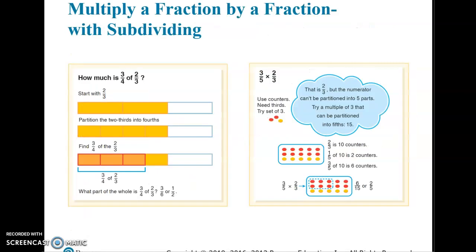In the figure below, you can use paper strips, and partitioning is an effective way to solve multiplication problems, especially when they require additional partitioning. The figure shows that paper is folded or partitioned into thirds first, then shaded to show 2/3. Next, the 2/3 must be partitioned or subdivided to show fourths. Then the 3/4 is reshaded. Finally, the reshaded part is compared back to the whole. What fraction of the whole is 3/4 of 2/3?